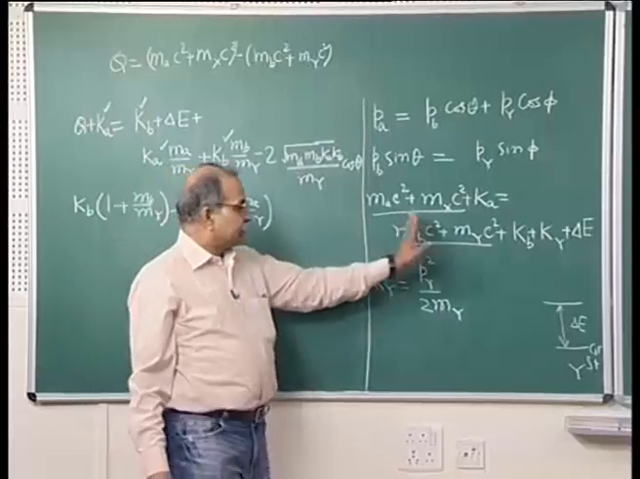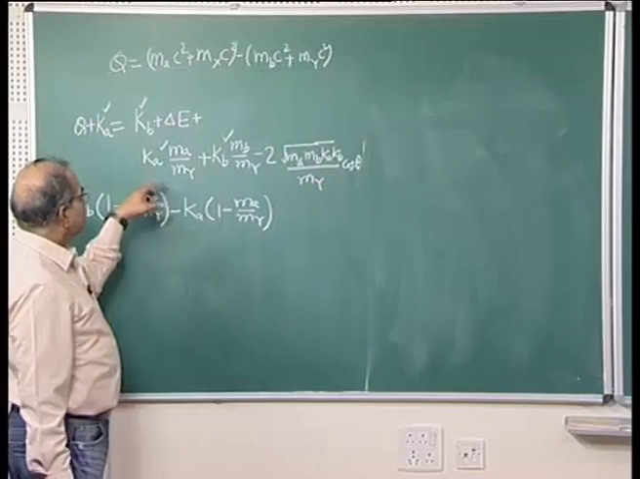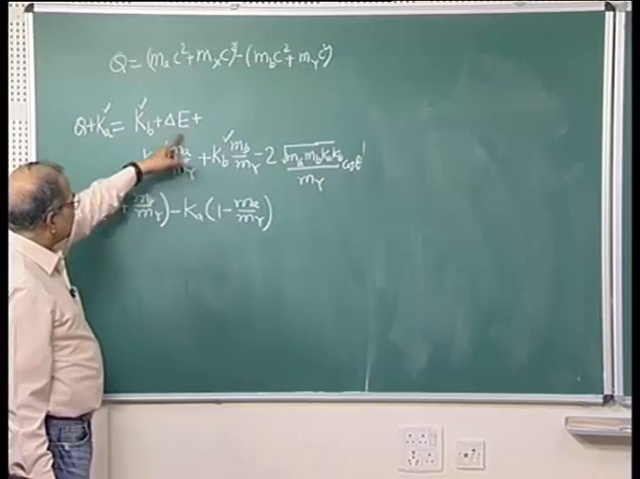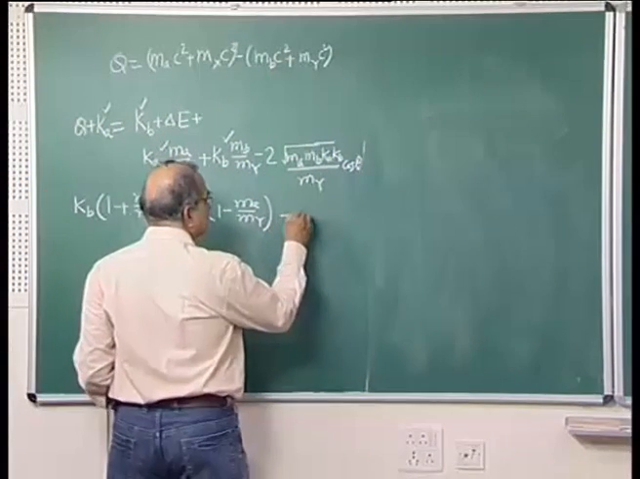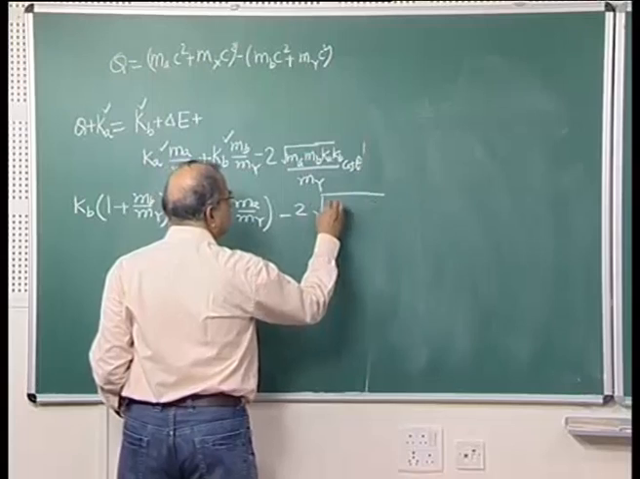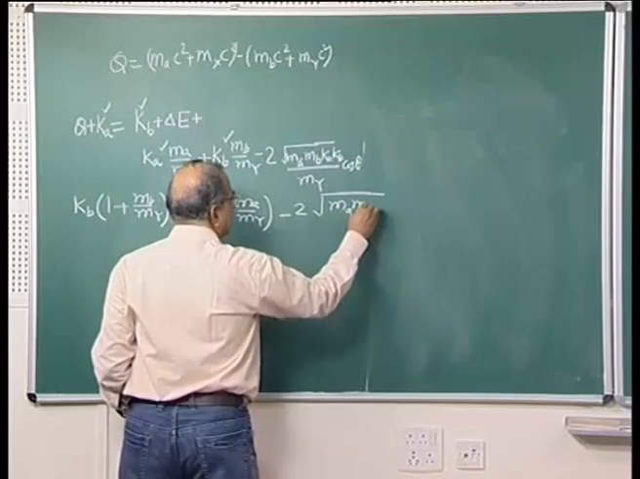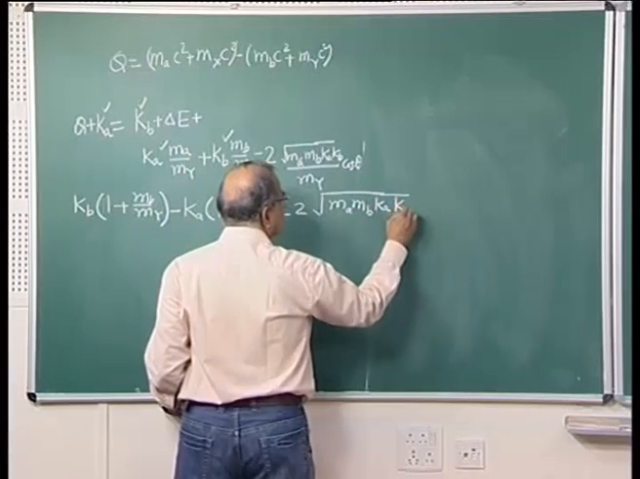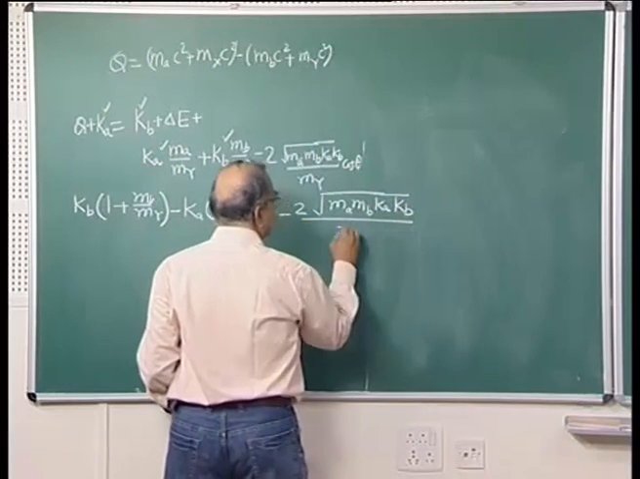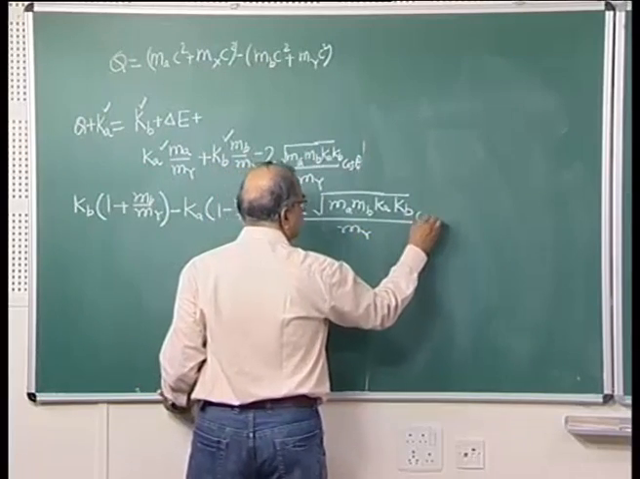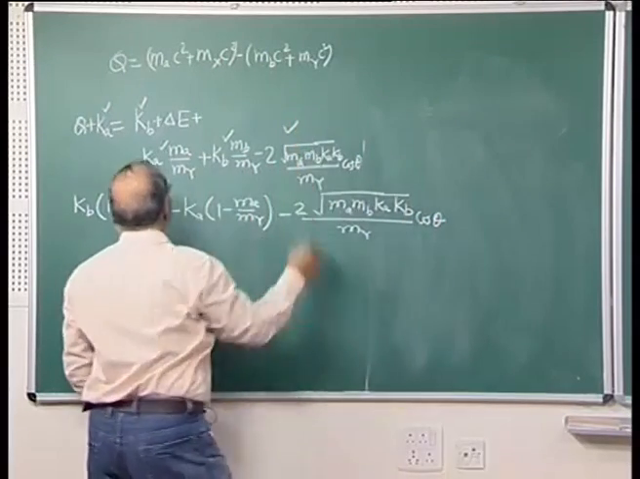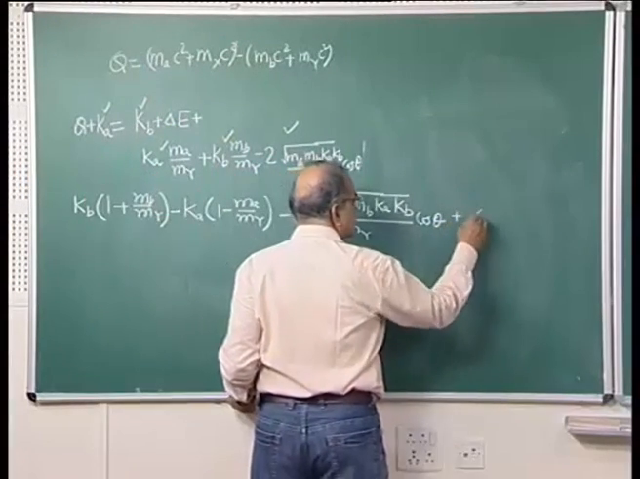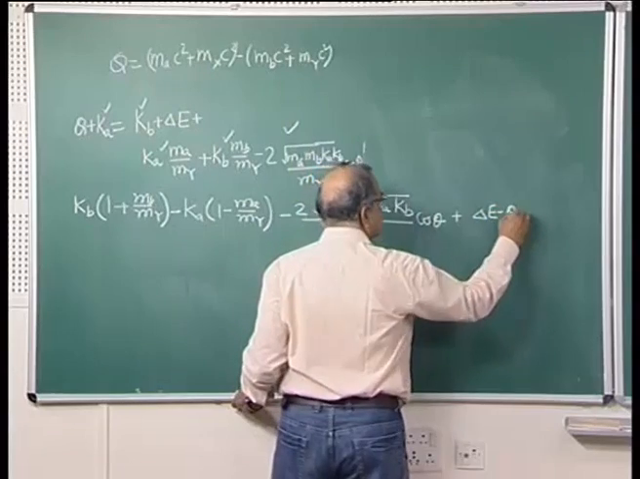Now, let me erase this right hand part. Okay. So, all these things have been taken, and then what is left? This term here minus 2 times square root of m A m B K A here and K B here divided by m y and cos theta. So, this term is written, and then plus delta E and minus Q. So, plus delta E and minus Q is equal to 0.